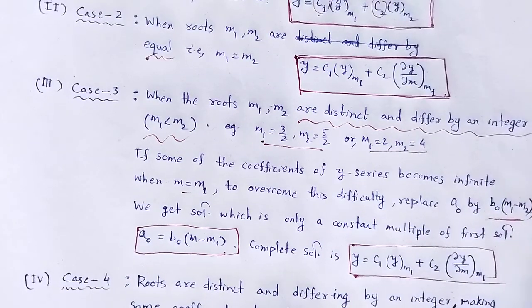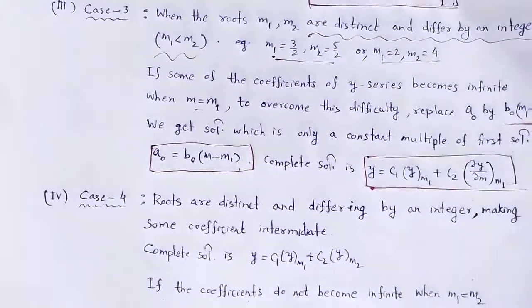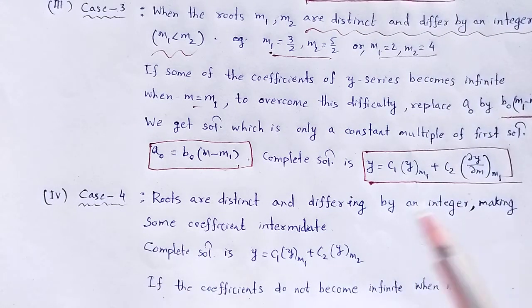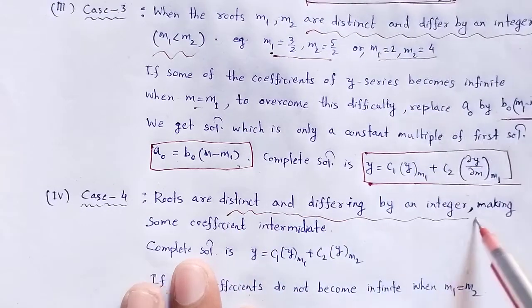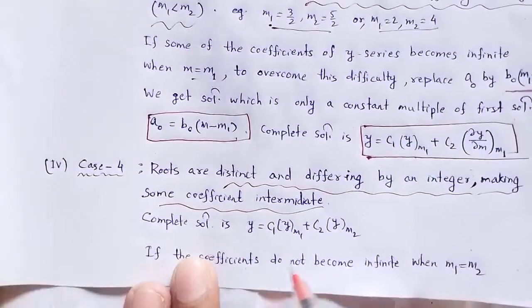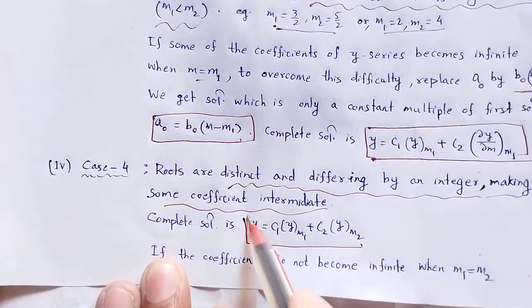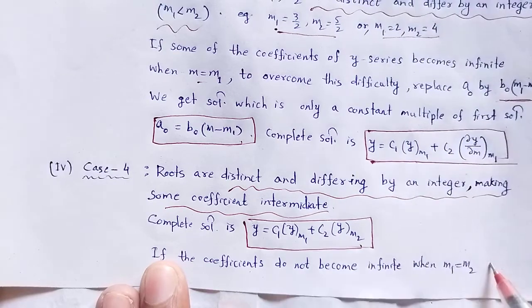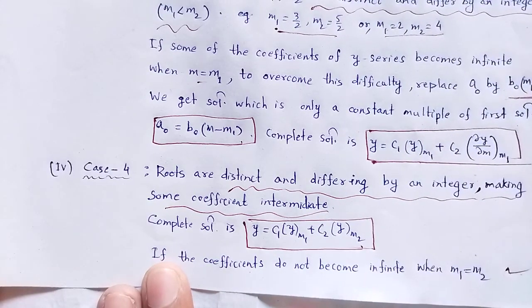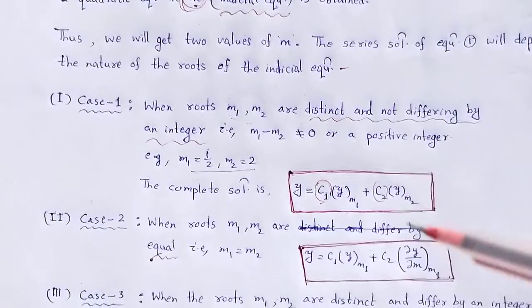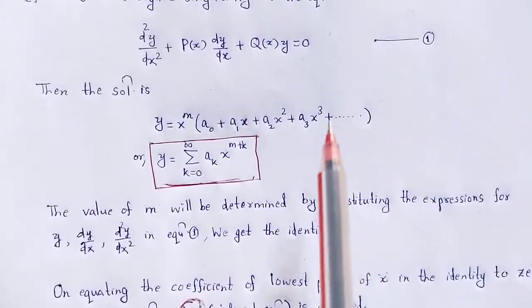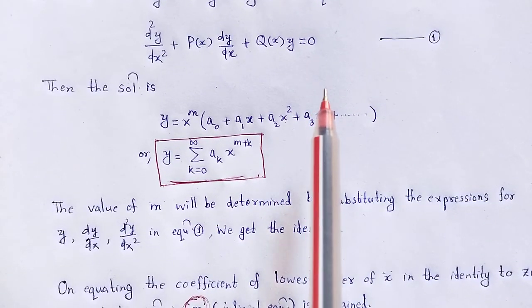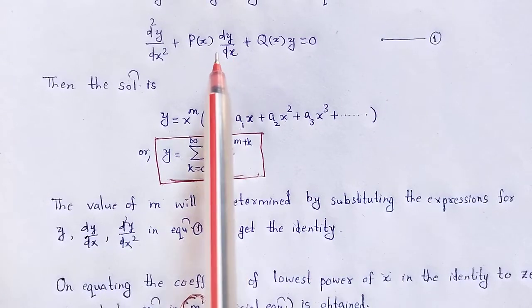Again, if the roots are distinct, differing by an integer, and making some coefficient intermediate, then the solution is like this. If the coefficients do not become infinity when m1 is equal to m2, these are the methods we have to calculate the solution of a second order linear homogeneous differential equation with variable coefficients. What is that condition?